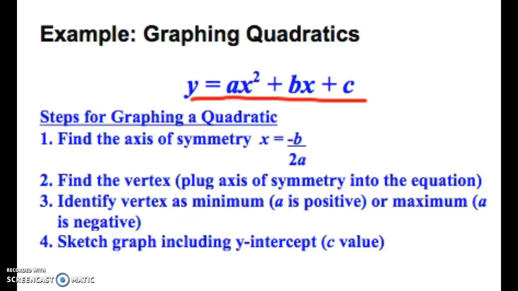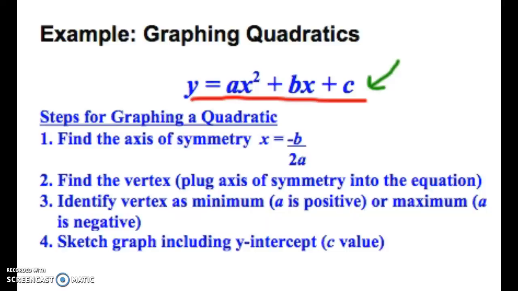So here are the steps for graphing a quadratic. The first thing you need to do is find the axis of symmetry. If you have the equation written in this order that I drew the green arrow, you're going to find it by doing x equals negative b over 2a. Negative b over 2 times a. So you're going to first find that x coordinate for the axis of symmetry. Once you find it, you're going to plug x back into the original equation to get your y. Once you do that, you'll have your vertex. You'll have your x and your y coordinate.